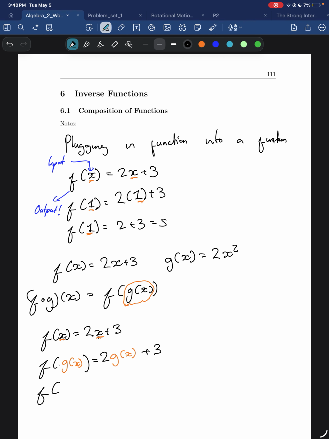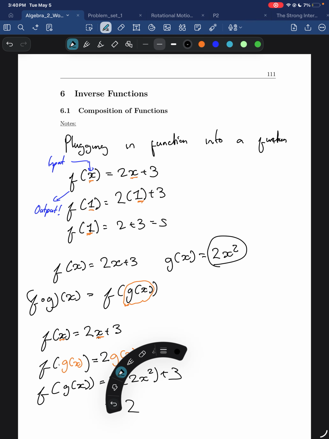So f of g of x, if I expand this, what's g of x equal to? g of x is equal to 2x squared. The g of x doesn't come from the sky. I give you the expressions of both functions. And then what you're going to get in the end is 2 times 2x squared plus 3. Then all you've got to do is simplify. You're going to have 4x squared plus 3. And that's how you do it.